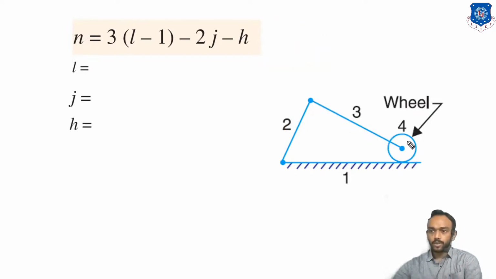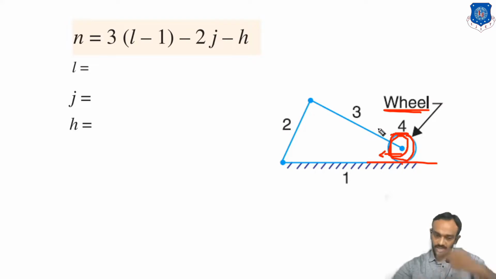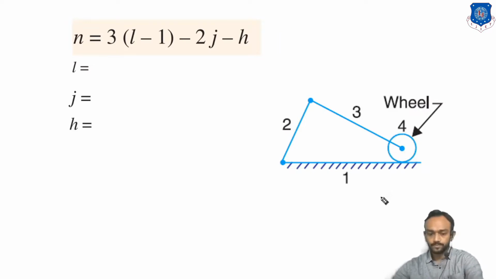Okay, because whenever there is a wheel rotating on a flat surface, there is a possibility that it does not move in this direction. It is rotating only on that point. The point will be here and it is rotating on the same point. So that's why there is a degree of freedom. Okay.